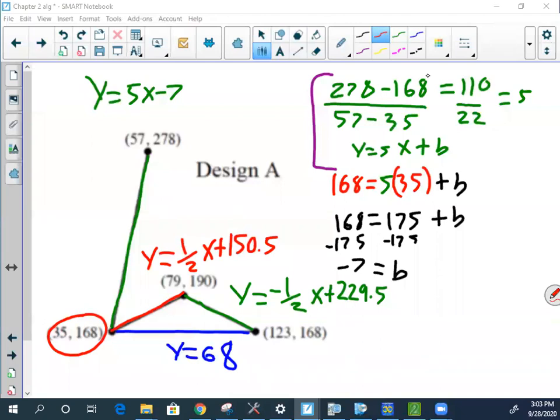If you see, we have the following 3 equations. This red line is going to be y equals 1/2 x plus 150.5. Y equals negative 1/2 x plus 22.95. And since y is not changing, the blue line has no slope, it has a constant value, which is supposed to be 168. So y equals 168 there.